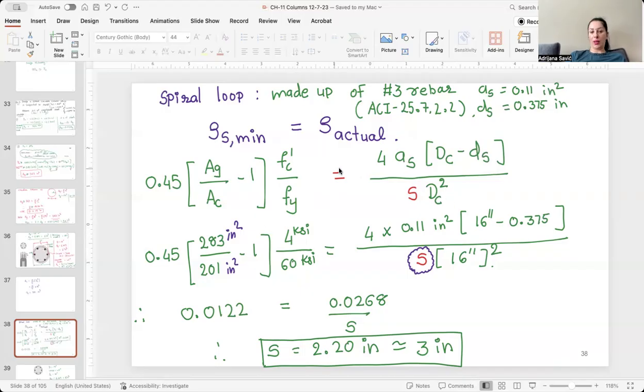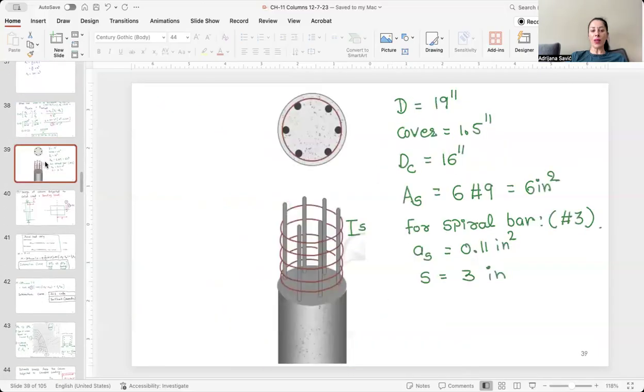When we use this expression, we obtain that s is 2.20 inch, or we can round it to 3 inch. So according to this, the diameter of the column is 19 inch, cover is 1.5, core diameter is 16 inch, main rebar area is 6 inch square, and for the spiral bar we have number 3, with steel area of 0.11 inch square and spacing of 3 inch.